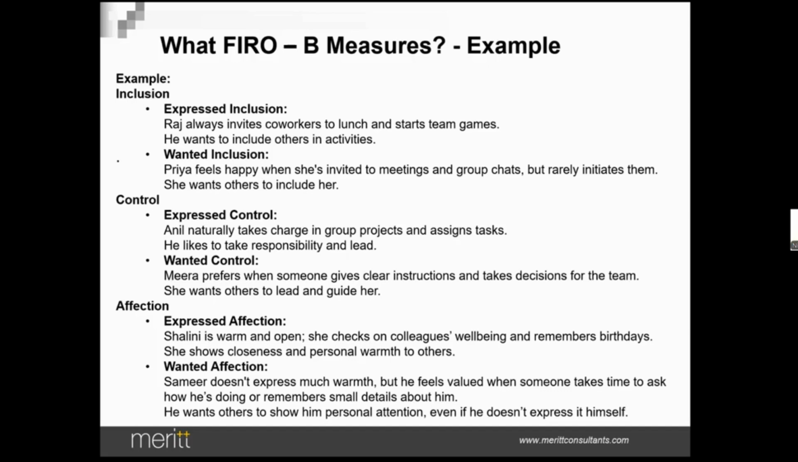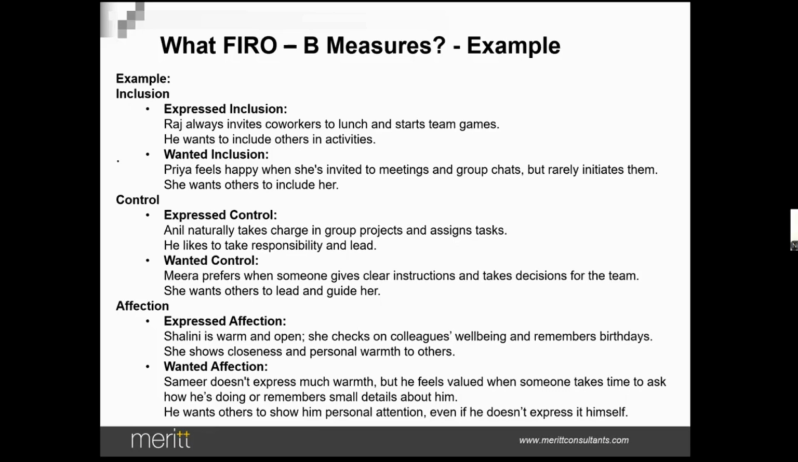I told you, somebody whose want for control is low, what is that person? He's more self-managed. But if somebody's want for control is high, what does it mean? Please handhold me. Please do this for me. Please give me everything. Detail it for me. So can I do this? So he's all the time taking what? Detailed instructions. Got it? That's the difference between high and low wanted control.